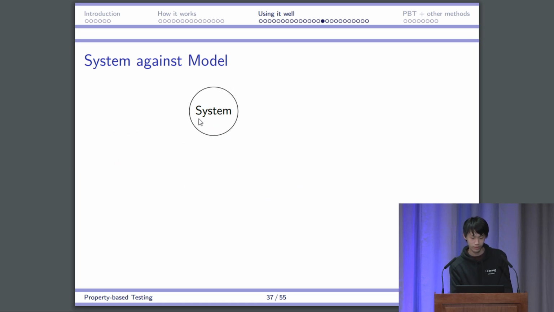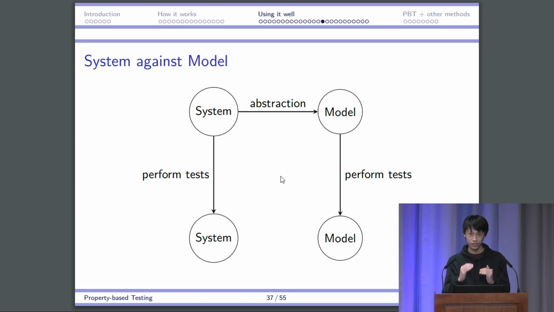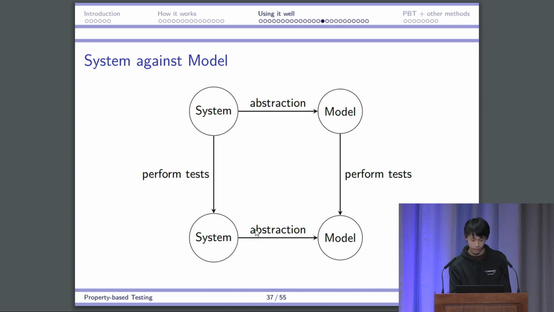So we have our system, and we have some method or procedure to take all of the state inside the system and abstract it down to a model, which is going to be our simpler version. We perform the same tests on the system and the model, and then afterwards we check: after we apply the same abstraction function to the system, are the two models still equivalent to each other? This is a similar commutative diagram design pattern that we'll see a lot.